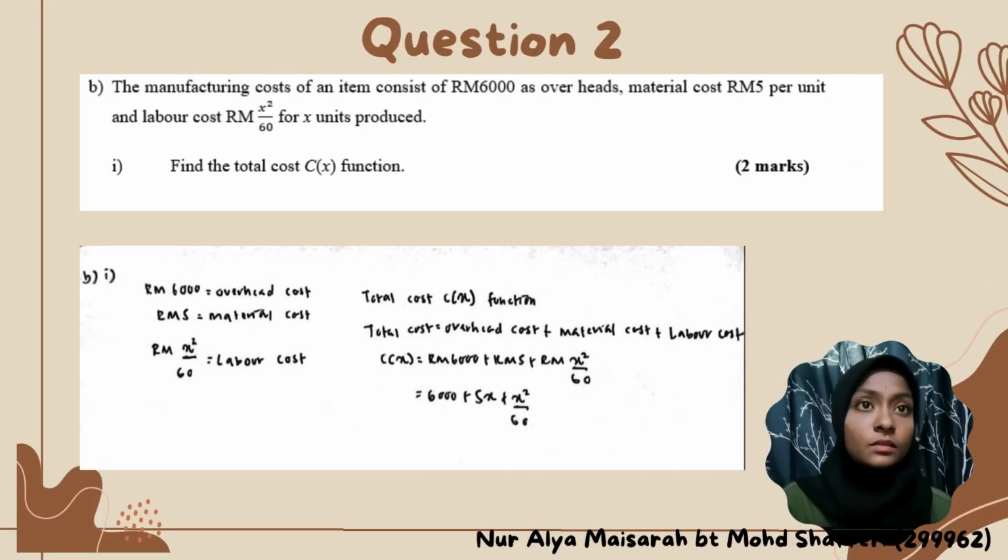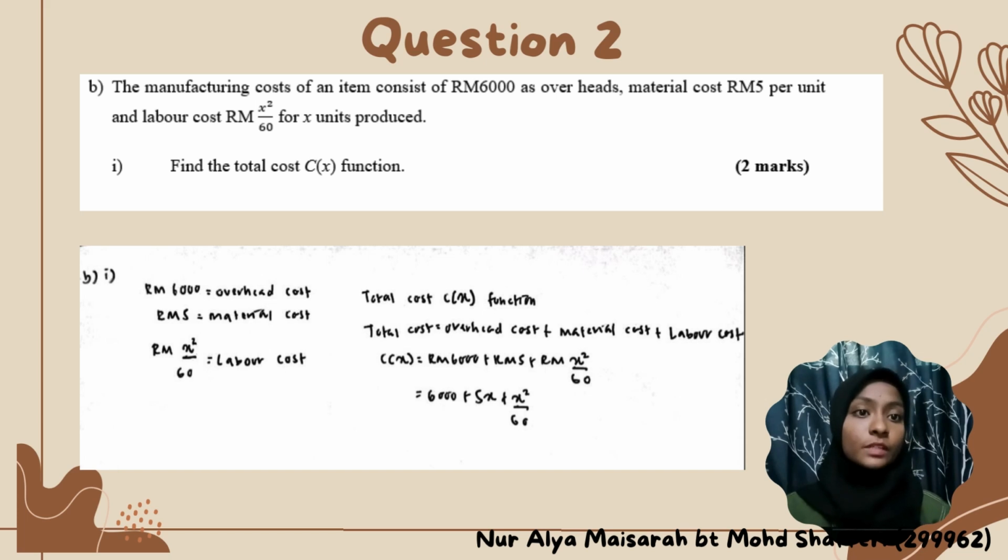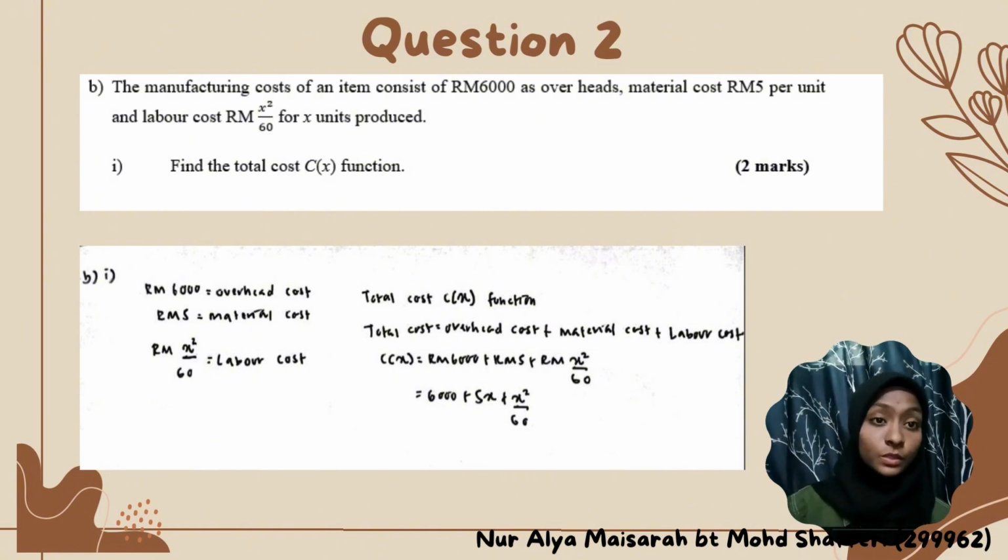Okay, question 2b stated that the manufacturing cost of an item consists of 6,000 ringgit as overhead, material cost 5 ringgit per unit, and labor cost RM x squared per 60 for x units produced. So the first question, they ask us to find the total cost function C(x). We just need to sum up the overhead cost, material cost, and labor cost.